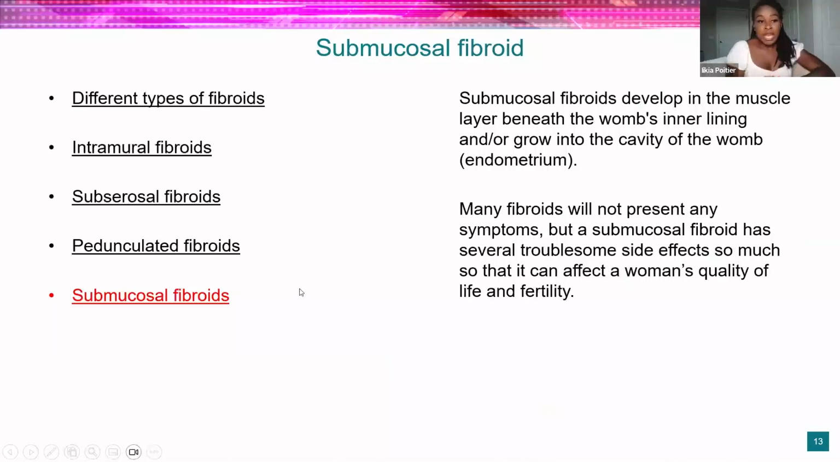Okay, and now we have submucosal fibroids, which to me is just super problematic. All of them can be problematic, but submucosal can be much more of a pain. So submucosal fibroids develop in the muscle layer beneath the womb's inner lining and or grow into the cavity of the womb. Many fibroids will not present any symptoms, but a submucosal fibroid has several troublesome side effects, so much so that it can affect a woman's quality of life and fertility.